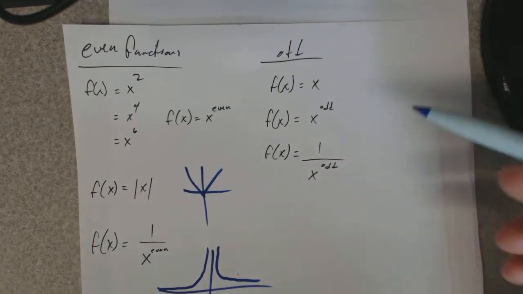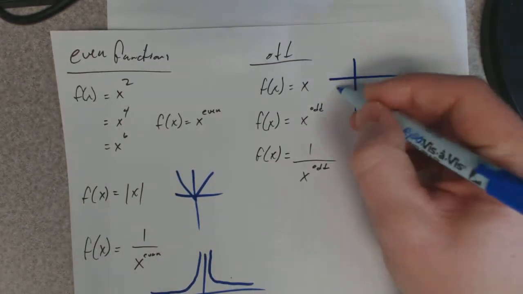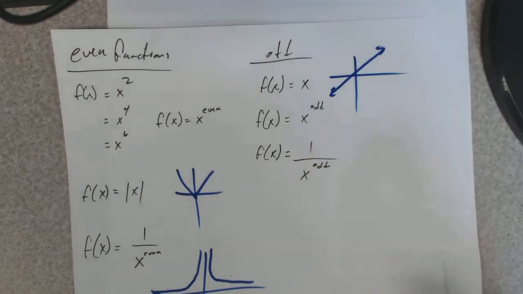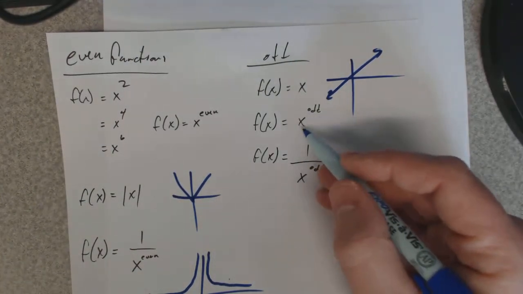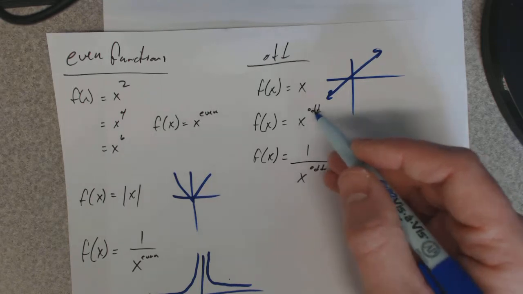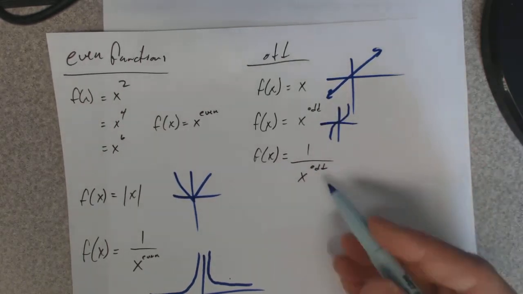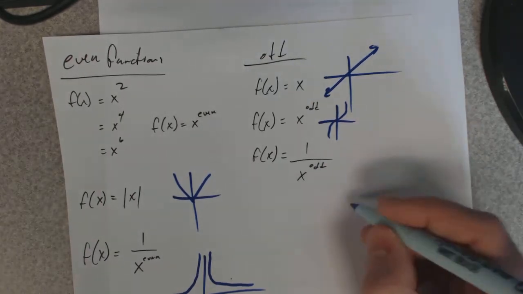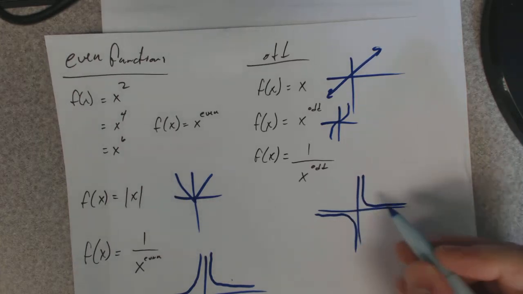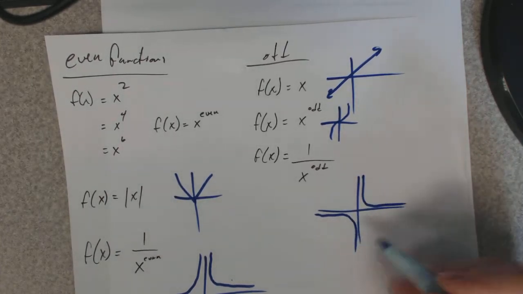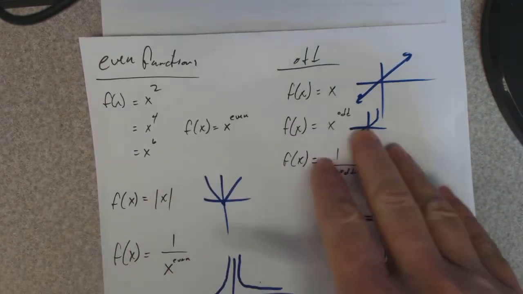Okay, odd functions, just plain Jane f of x equals x. Now, that's just a line going through the origin. Okay, f of x to an odd power, like x cubed, x to the 5th, x to the 7th, which is this guy, right? And then 1 over x to an odd power is going to be this guy. And it has origin symmetry. So those are your common functions denoted as even or odd.